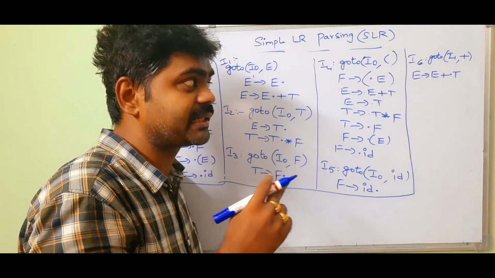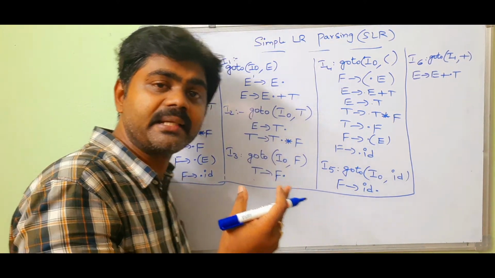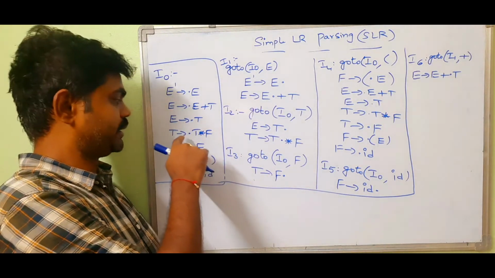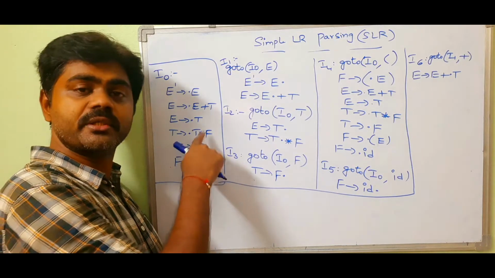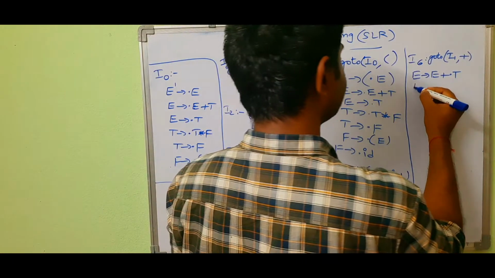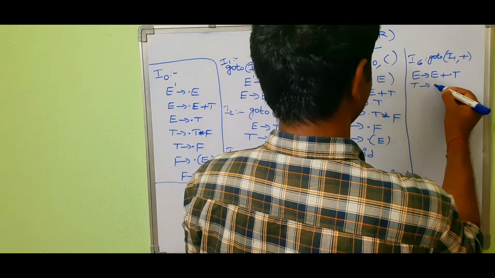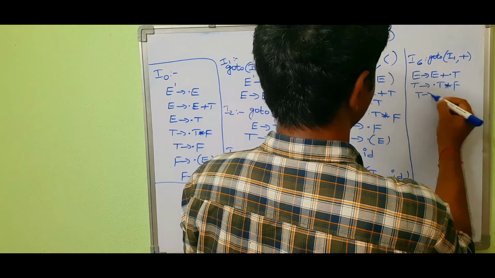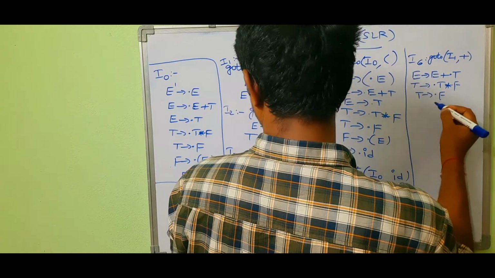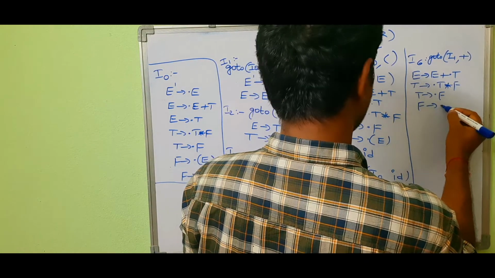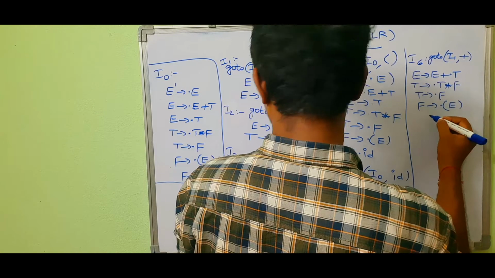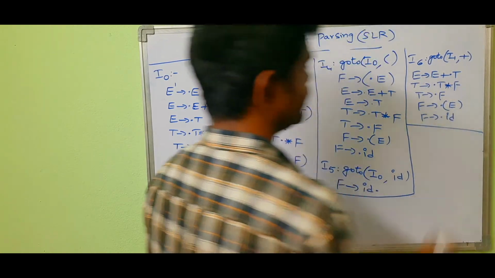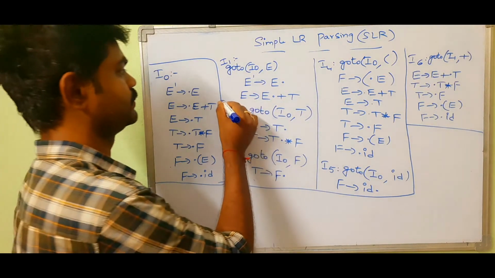So after dot we have a non-terminal capital T. Now we should write all the productions of T. These four we should write. So T tends to dot T star F. T tends to dot F. F tends to dot E. F tends to dot ID. So this is I6.